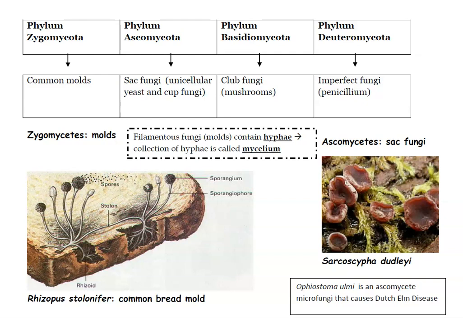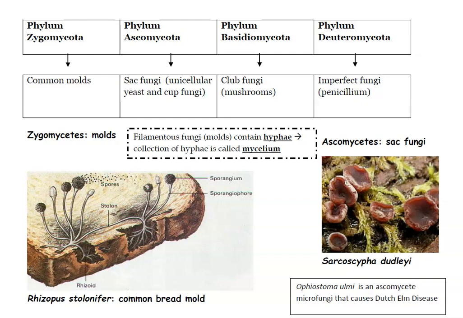Your zygomycetes are your molds, so they're filamentous. You can see they have hyphae, and the collection of hyphae is called mycelium. So all of the little filaments here are part of its mycelium, and that's like its roots if you want to compare it to a plant. And then these structures that pop up and go into the outside are the reproductive structures, which contain the spores, and so that's how they reproduce. Rhizopus stolonifer is a common bread mold, so that's an example of a zygomycete.